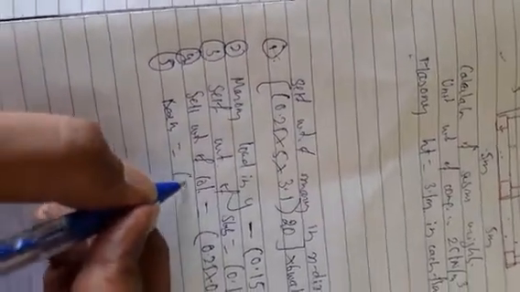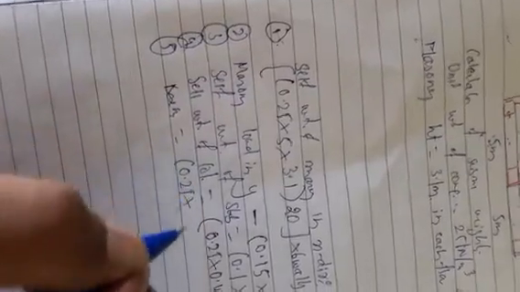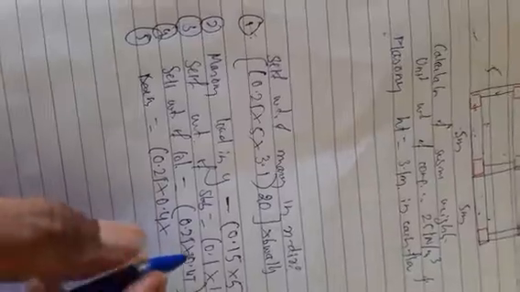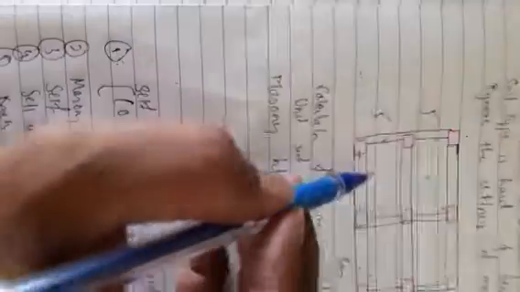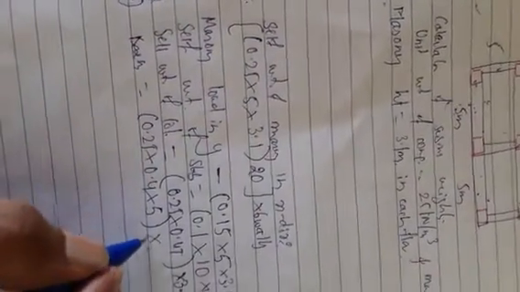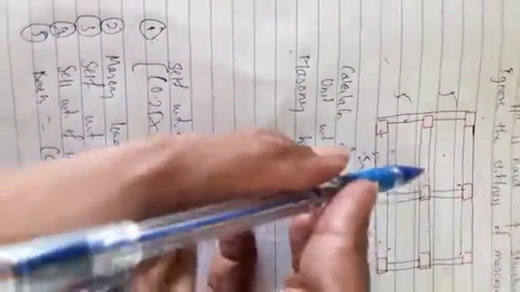Next, beams. So beams first size B into D 0.25 into 0.4 into span of each beam 5 meters, each is 5, into unit weight 25 into number of beams 1 2 3 4 5 6 7 8 9 10 11 12. 12 number of beams.